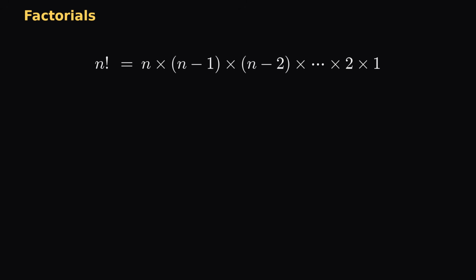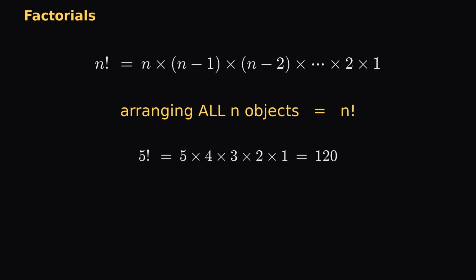That product is n factorial. N times n minus 1 times n minus 2, all the way down to 1. And arranging all n objects is just n factorial. 5 books is 5 factorial, which is 120. And one thing that looks like a typo and isn't. 0 factorial is 1. Not 0, 1. You will need that in a moment.